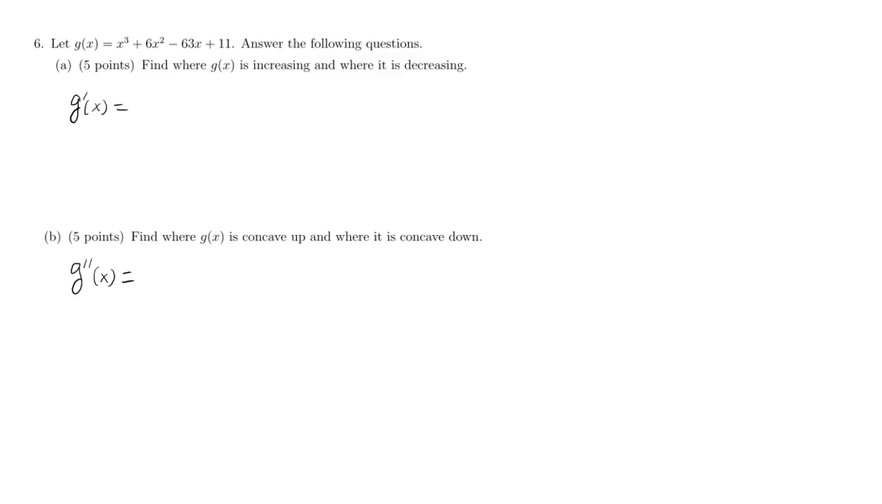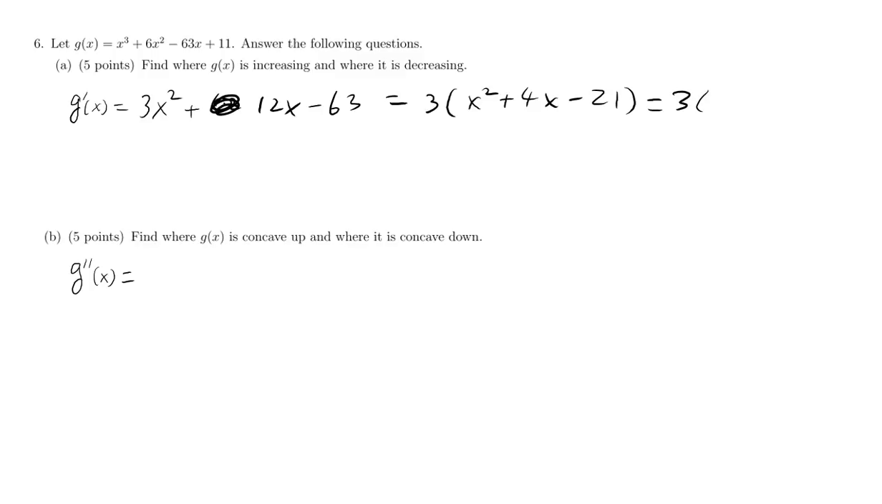Okay, the derivative is: 3 comes down, subtract 1, so 3x squared. Then 6x squared: 2 comes down, subtract 1, that's 6 times 2, or 12x. Then minus 63x differentiates to minus 63. I see that everything is a multiple of 3, so let's factor out a 3. So x squared plus 4x minus 21. And 21 is 7 times negative 3, so you can further factor this as 3 times (x plus 7) times (x minus 3).